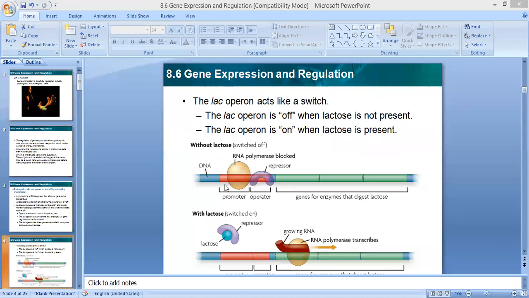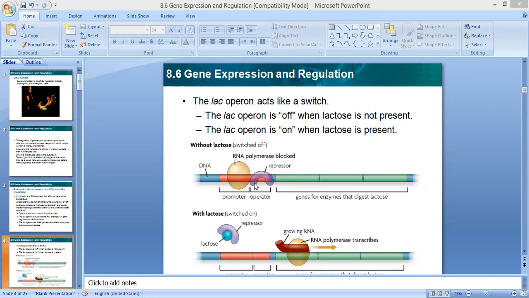If there is no lactose present in the environment of the bacteria, the lac operon will turn off. No need to transcribe mRNA from the genes that code for this protein. How will it look? I have the promoter here. The promoter, we said, allows the RNA polymerase to bind and to start the transcription. After the promoter, next to it, I have the operator.